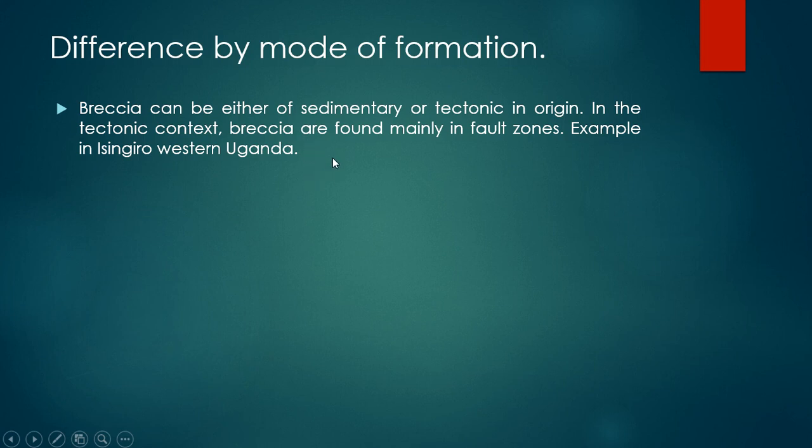And how are breccias formed at fault zones? During faulting, we know there is micro fracturing of the rocks, and also lithification of the fractures occurs, and micro fracturing following lithification results in the formation of breccias. That's why you find them at fault zones.